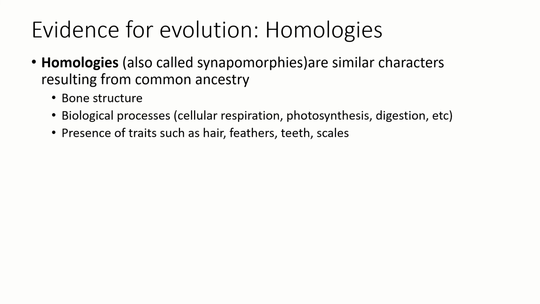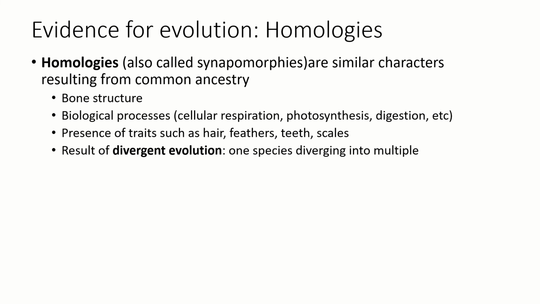Biological processes are homologies too. You only had to learn one way of doing cellular respiration because organisms pretty much do cellular respiration the same way. That is a homology. Photosynthesis, homology. Digestion, homology. The presence of traits such as hair, feathers, teeth, and scales, these are homologies. All mammals have hair because the common ancestor of all mammals had hair that was modified from the skin. Reptiles and birds, which are the same group, have skin that is scaly, that doesn't make hair. So the scaly skin is a homology for reptiles, and hairy skin is a homology for mammals.